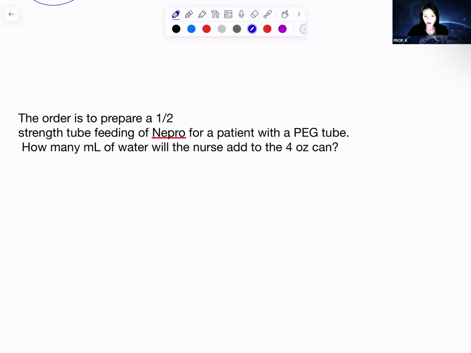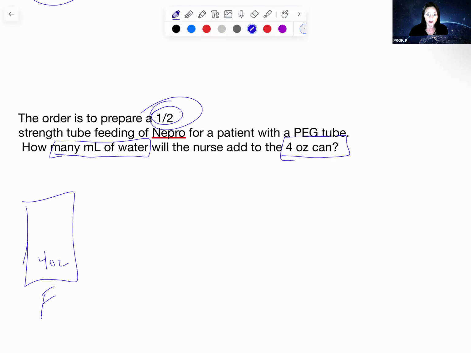It's still asking me to give half strength, right? I have to dilute some formula, but I go in the pantry and the can says 4 ounces. It's 4 ounces of formula, right? And the question says, how many milliliters of water will you add to the 4-ounce can to make it half strength? I'm going to add the same amount of water. So I'm going to add 4 ounces of water.